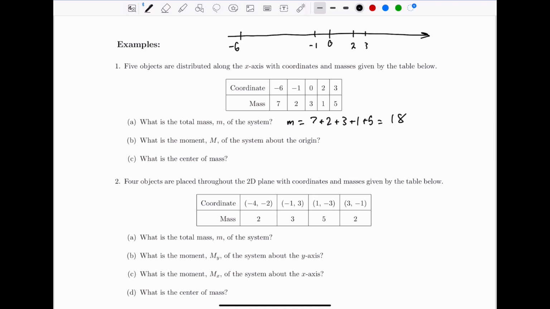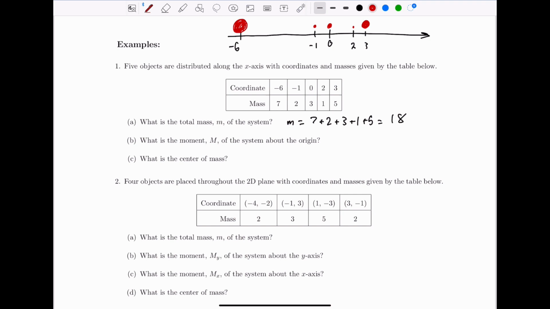And I'm going to go ahead and draw in little circles to represent these masses, and I'll try to draw them according to scale. So at 2, we have a mass of just 1. That's pretty small. At 3, we have a rather large mass of 5. At 0, we have a mid-sized mass of 3, something like that. At -1, the mass is 2. And then at -6, we have the largest mass of all. We have a mass of 7. And we want to figure out what is the center of mass for this system.